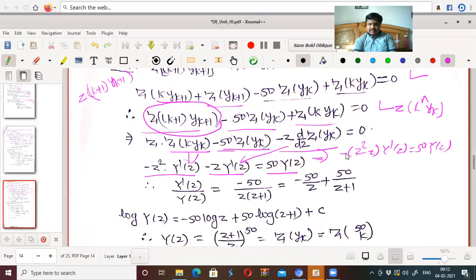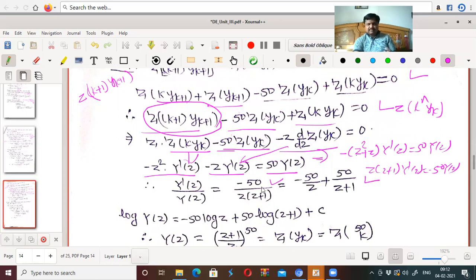Okay, if I take this as plus, no doubt. So this can be written as z into z plus 1 Y dash z equal to minus 50 Y of z. Y of z can be taken here. So Y dash z upon Y z equal to minus 50 upon z into z plus 1, equal to minus 50 upon z plus 50 upon z plus 1.